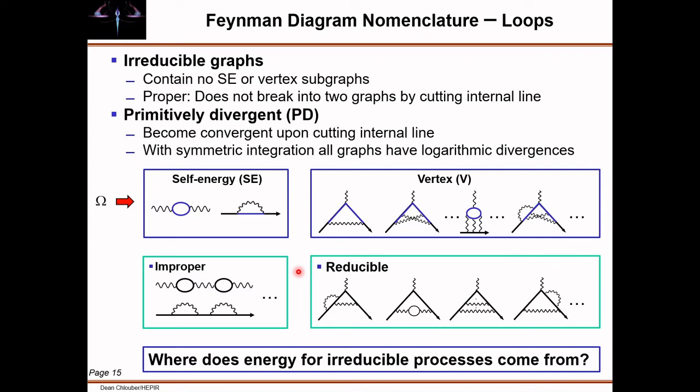Now we also have improper diagrams and reducible diagrams. And these diagrams are important when we need to consider more complex processes, but they can always be evaluated once we know the answer for the irreducible diagrams. So let's keep this question in mind. Where does the energy for irreducible processes come from?